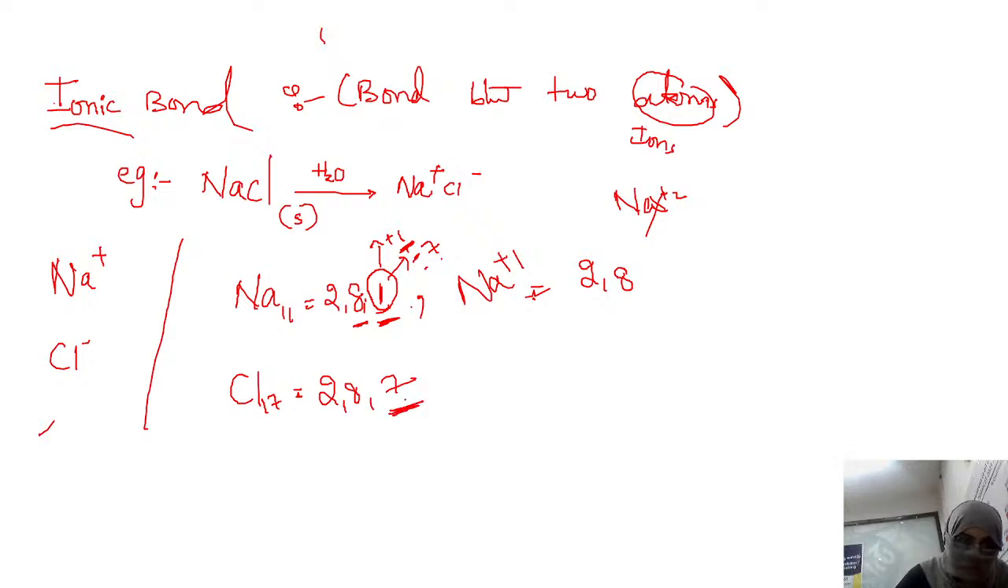Now chlorine has 7, that means it lacks only 1 to become 8. So chlorine has two chances. Either it can lose all 7 to become 8, or it can accept 1 to become 8 in the outer, third shell. Which one is easier? Obviously, accepting 1 is easier. That's why chlorine always accepts 1 electron. You will never find chlorine in the form of Cl minus 2 or minus 3, because it needs only 1. That's why the chlorine valency will be minus 1.